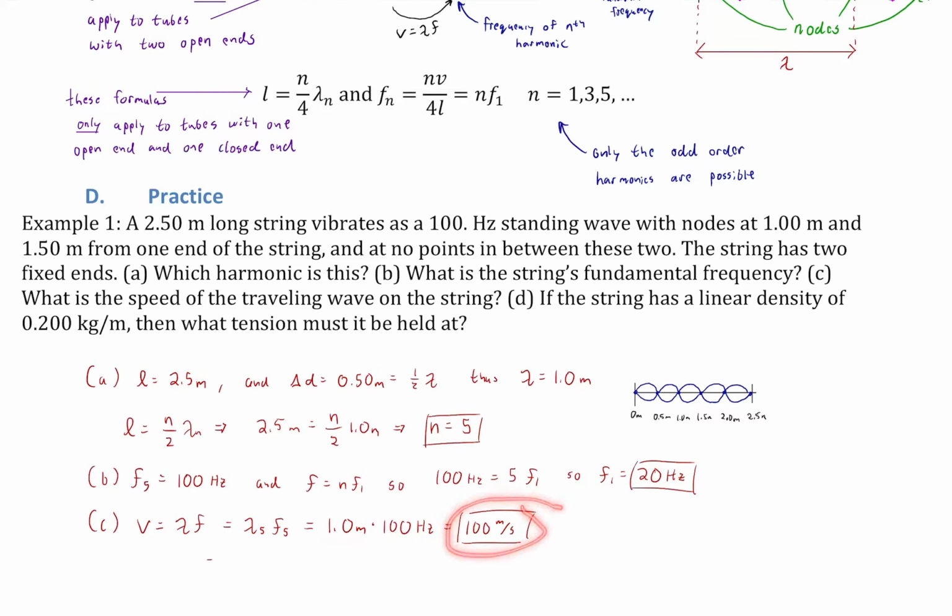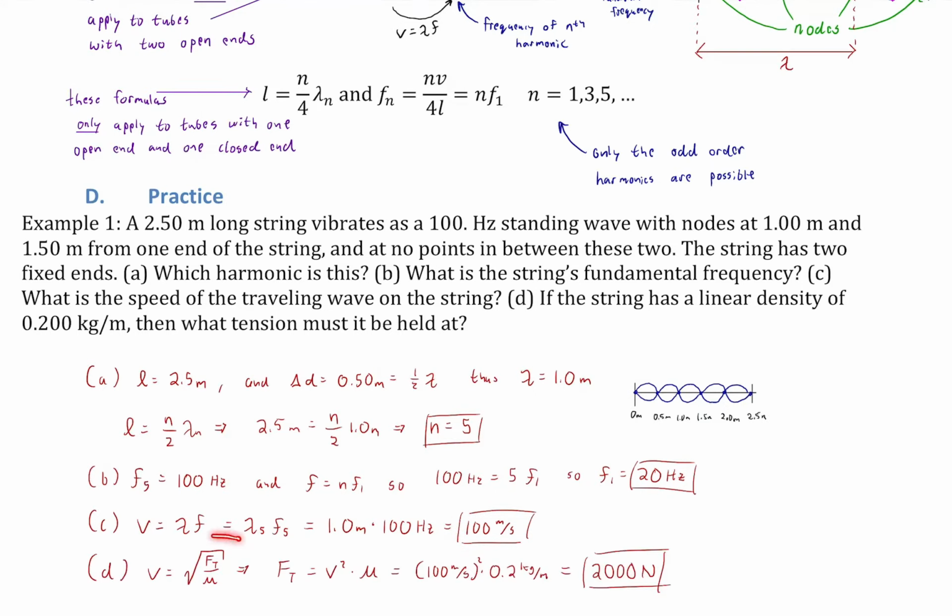So that means that the speed is 100 meters per second, which is pretty typical of speeds of waves on strings. They do tend to be pretty fast, especially if the linear density isn't particularly high, which it isn't for things like guitar strings. And then finally, if the string has a linear density of 200 grams per meter or 0.2 kilograms per meter, what is the tension? All right, we have enough information now.